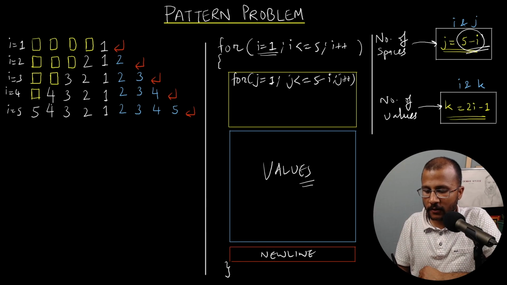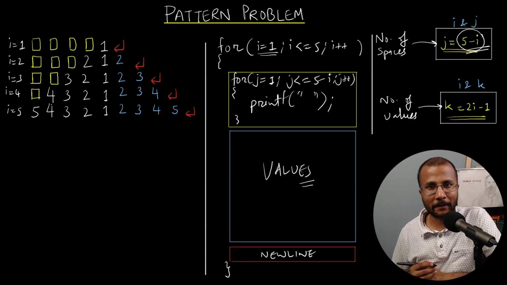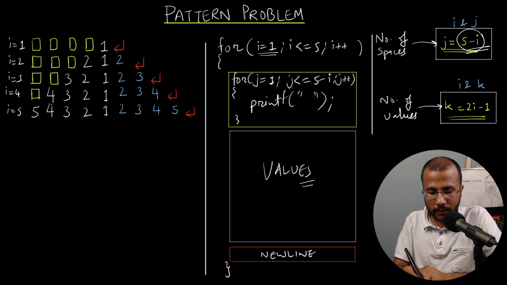So this loop will run for 5 minus i times in that line number i. So I need to print a space in this body. printf, and I just give double quotes. This will print a single space for me. So this is very simple. Printing space is done. Now I need to write a logic to print all the values in that particular line.